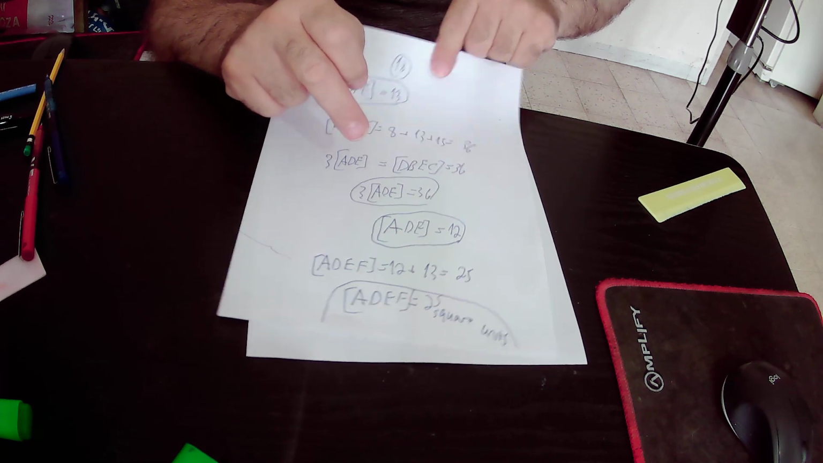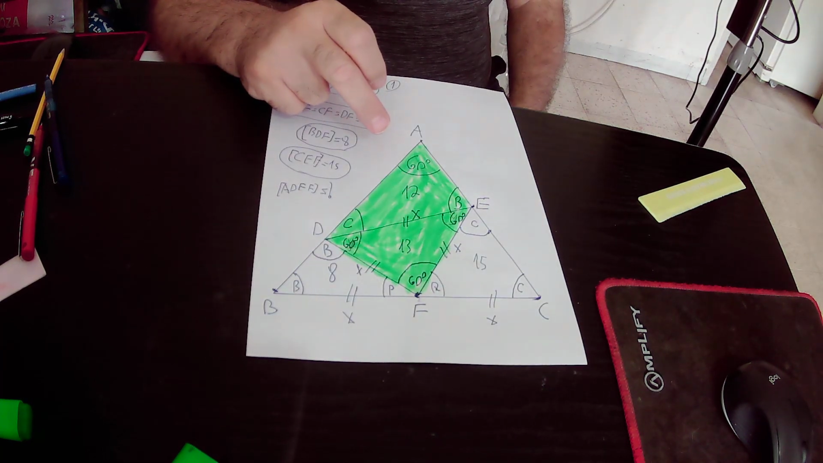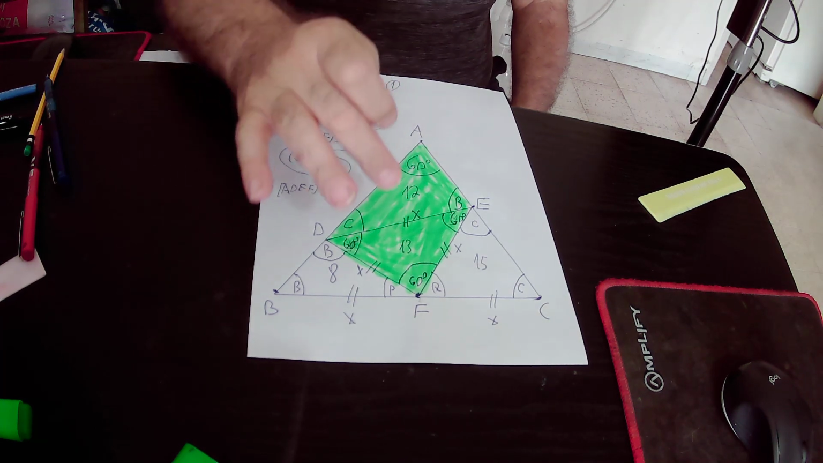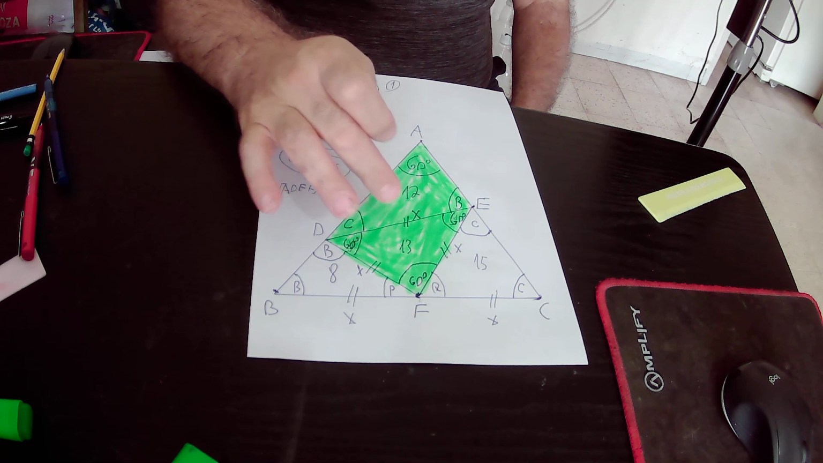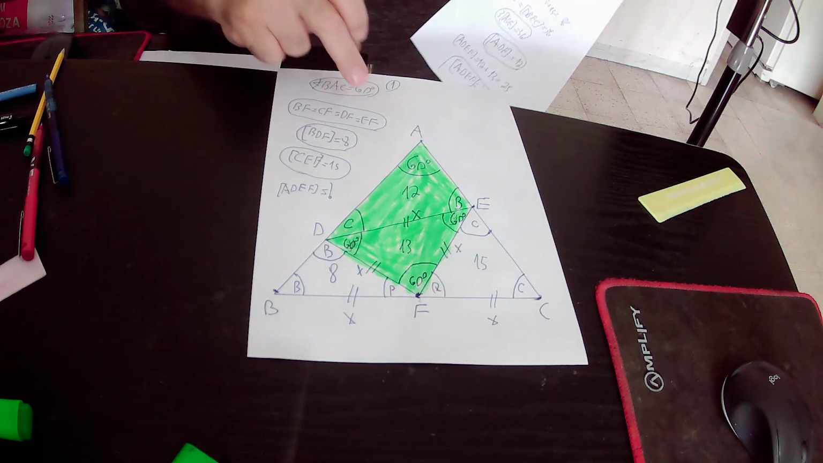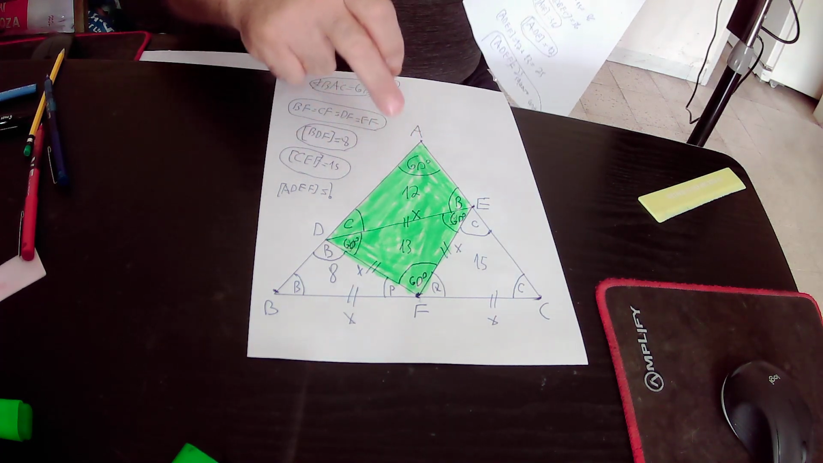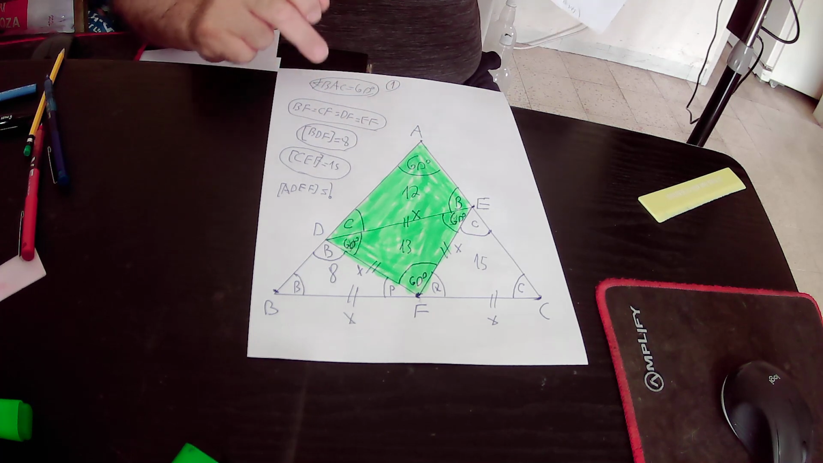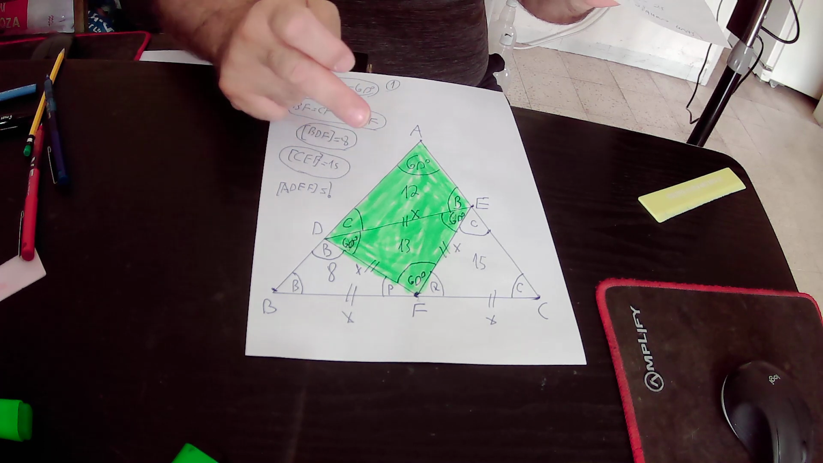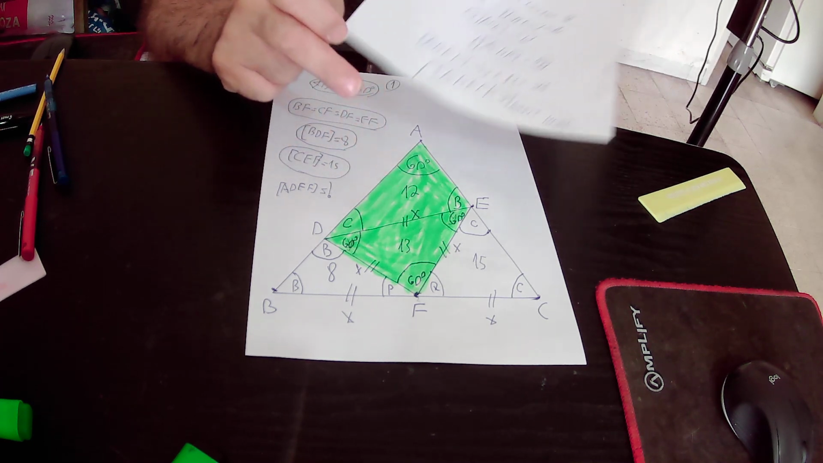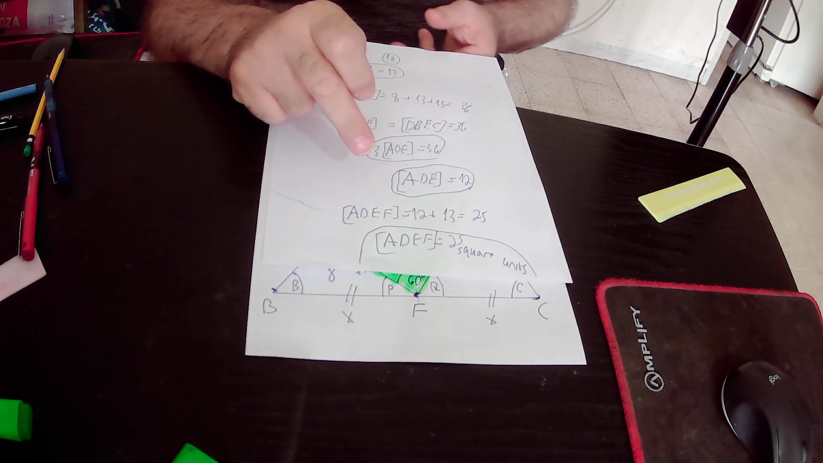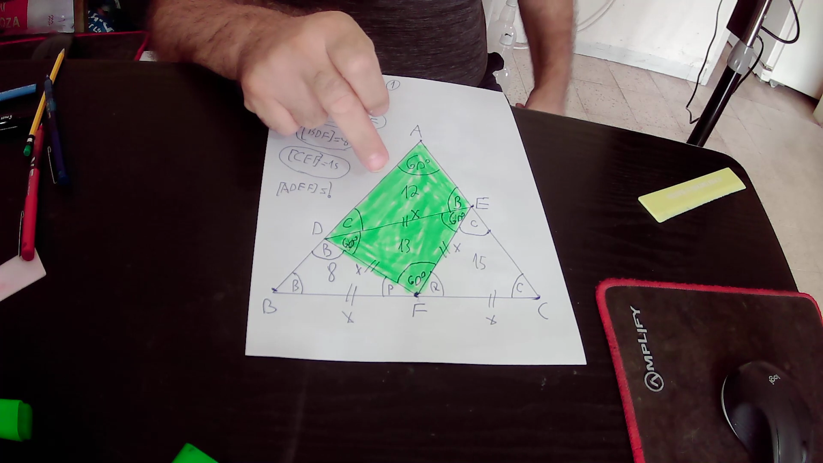So the area of quadrilateral ADEF equals the area of triangle ADE, that is 12 square units, plus the area of triangle DEF, the equilateral triangle DEF, that is 13 square units. So in total, the sum of the areas of those two triangles equals the area of quadrilateral ADEF. So 12 plus 13 is 25. So the area of quadrilateral ADEF equals 25 square units.